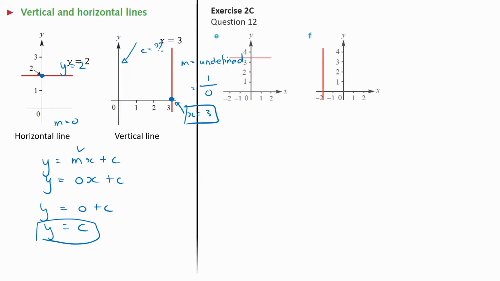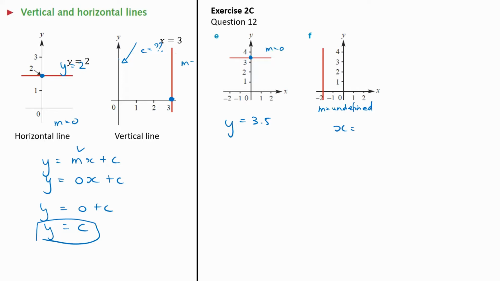Okay, so let's take a couple of examples here. This is from exercise 2C. I've got question 12, E and F. If you have a look at this, these are horizontal lines as well. And I'm looking at this and saying, well, horizontal line, that means gradient 0. This is a vertical line, so m is undefined. So the first thing I know is that this has to be y equals a number, which is my y-axis intercept. And that's about, what, 3.5 maybe? So it's 3.5.